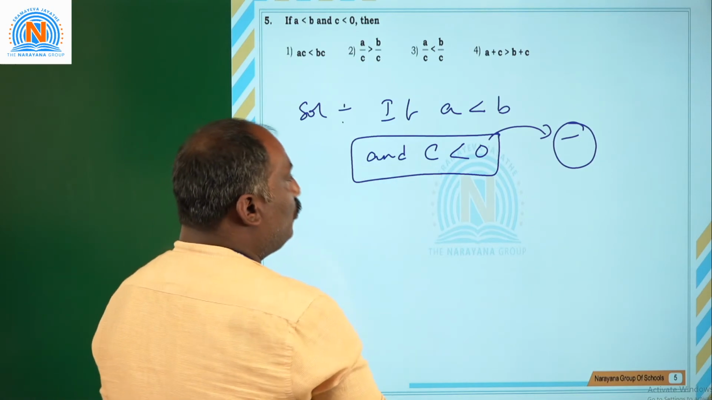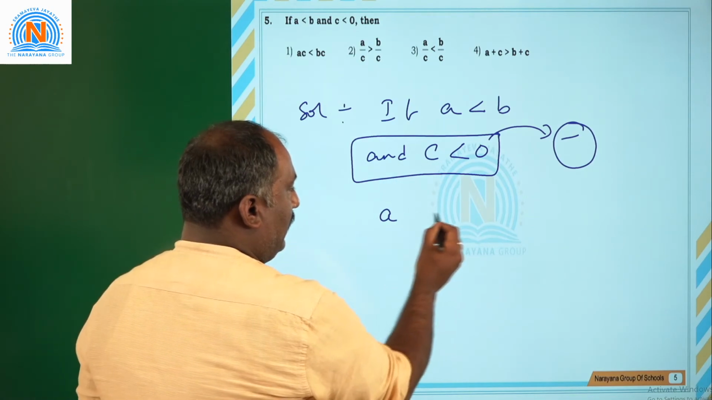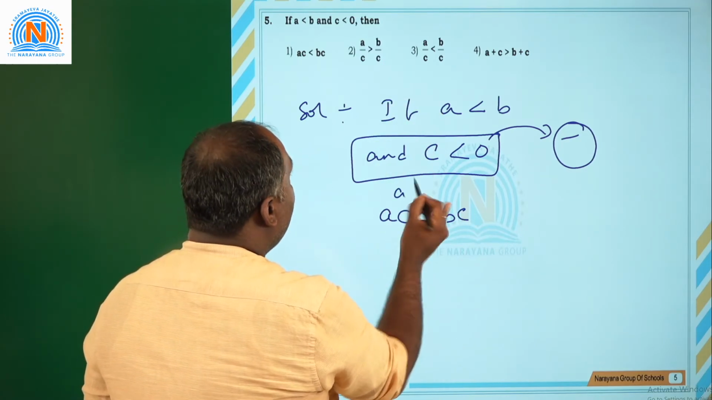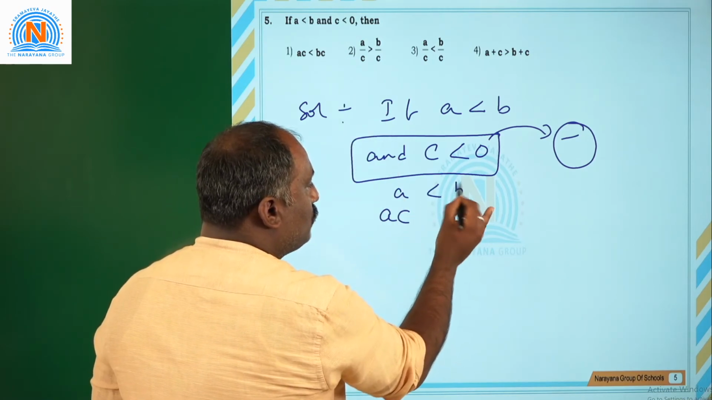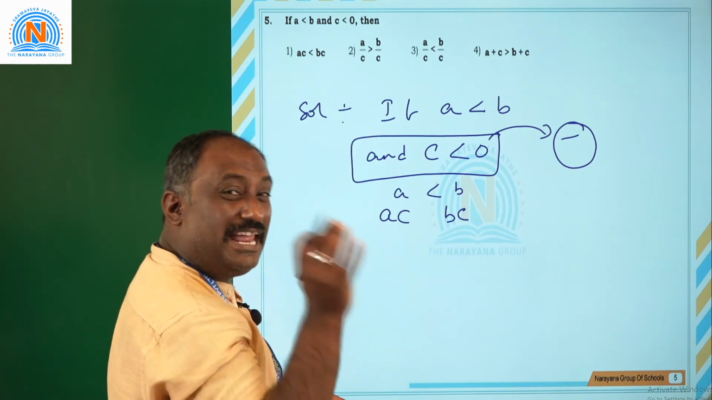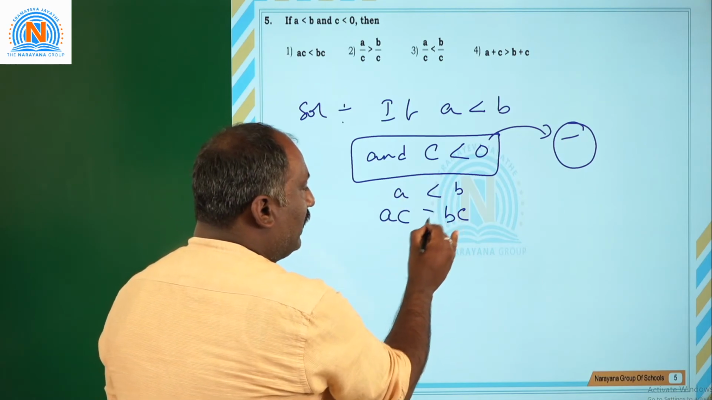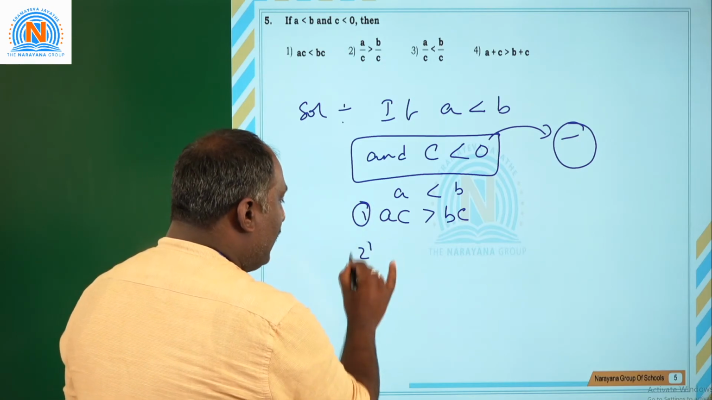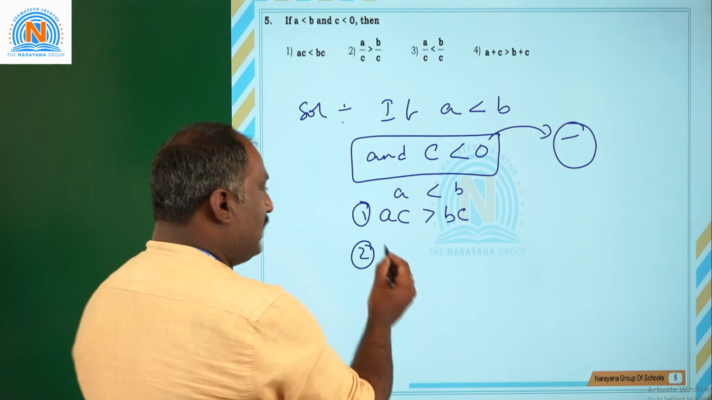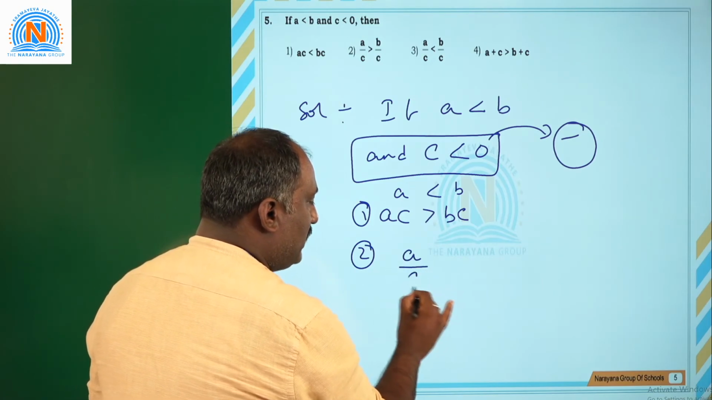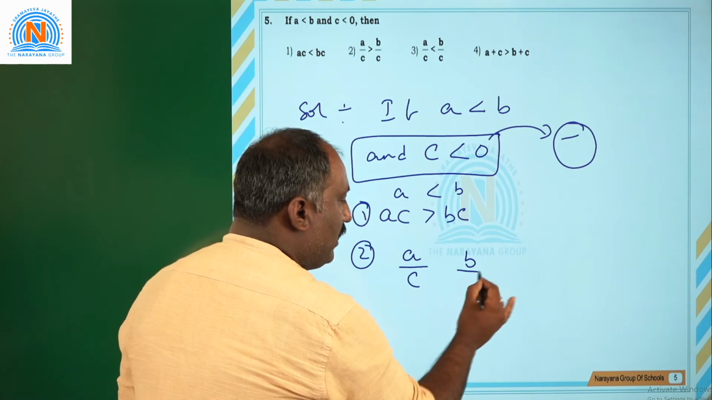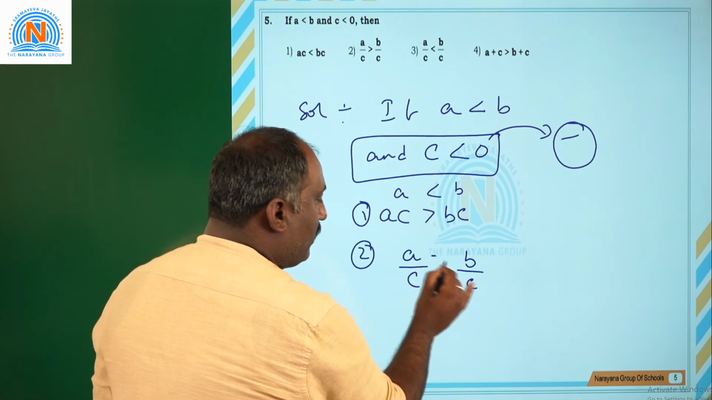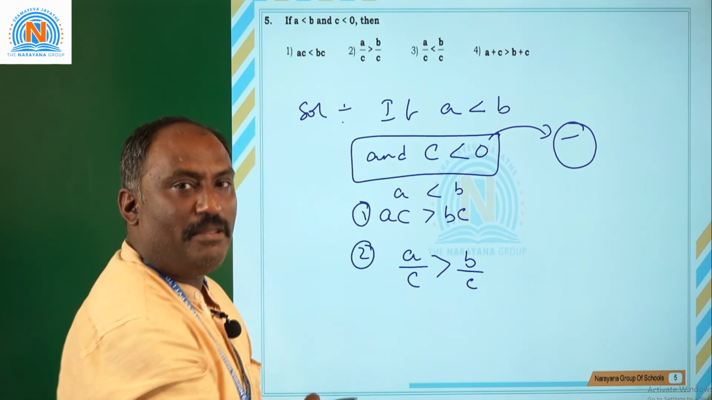So we will have two things. If I am multiplying A and B with C, they have given A is less than B. So when you are multiplying by C, that is a negative quantity, then less than will become greater than. This is the first condition we will be having. And when you are dividing also, A is divided by C and B is also divided by C, and here less than will become greater than. So in these two options you may match with anyone.